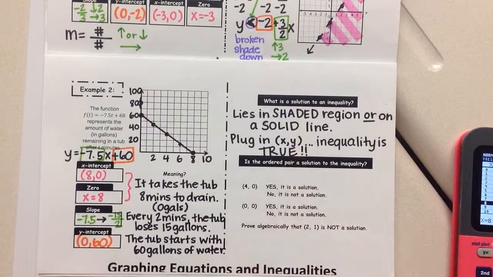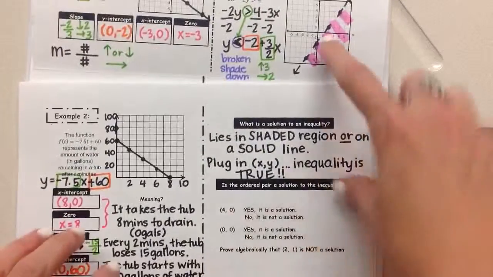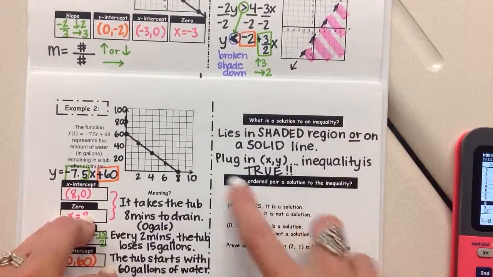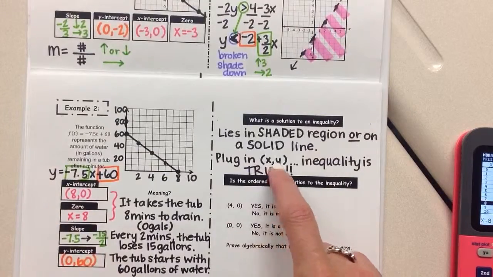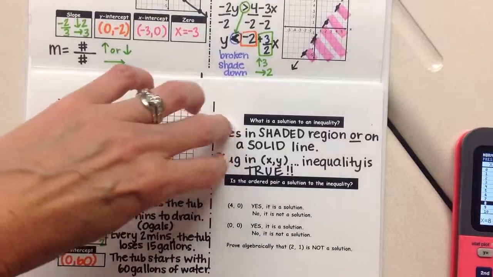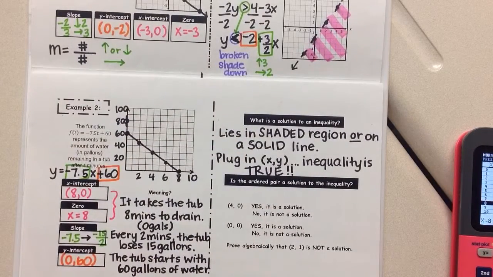All right, so let's look at a solution to an inequality. Remember, for an ordered pair to be a solution, it has to lie in the shaded region or on a solid line. Or you can plug in a test point, and if you get a true inequality, you know that it is also a solution. So there's two ways that you can check an ordered pair to be in that solution set.